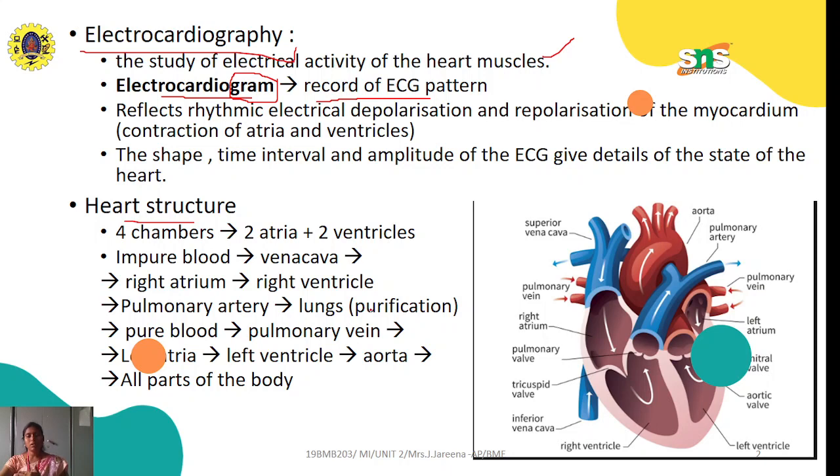Once the blood is oxygenated, the pure blood goes to the left atrium through the pulmonary vein. From the left atrium to the left ventricle, then from the left ventricle it goes to the aorta. The aorta is the biggest artery, and from there it distributes blood to all parts of the body. So this is the general blood flow of circulation. On the right side of the slide I have given the anatomical structure of the heart with different parts. This is the basic one, and I think you might know everything well before.